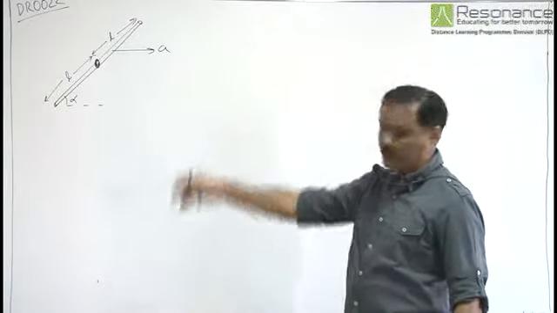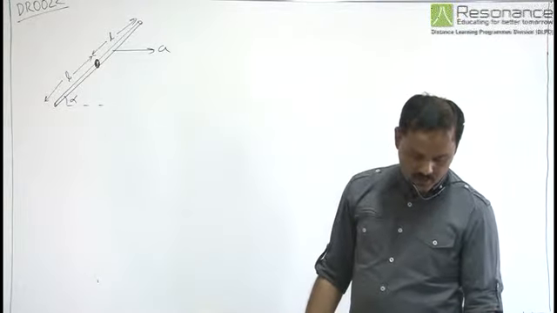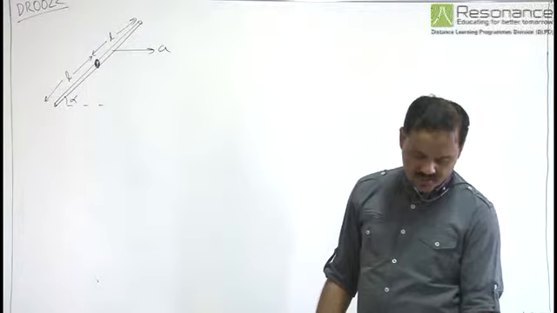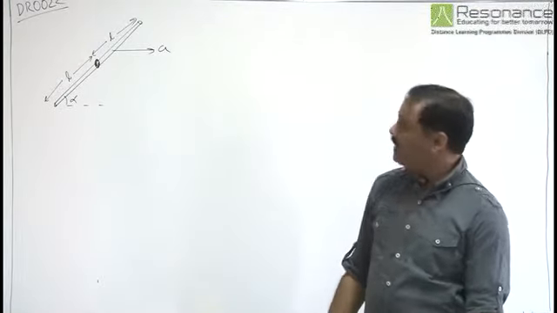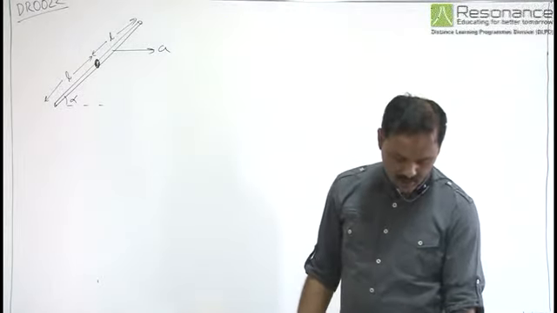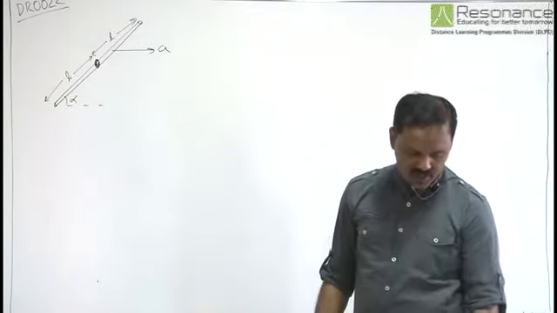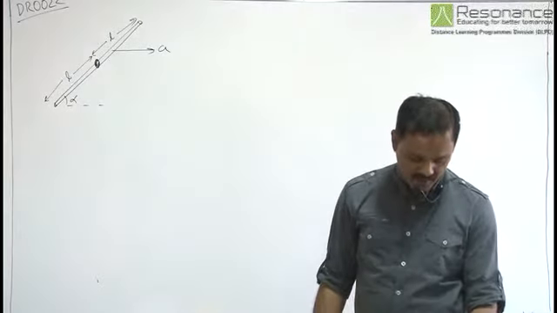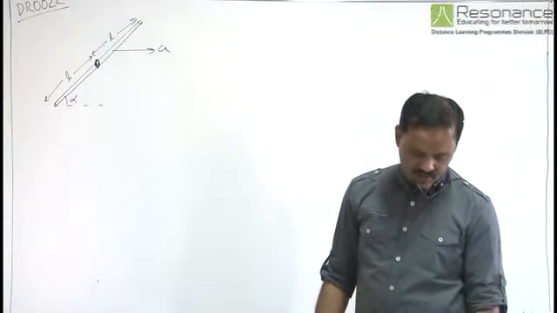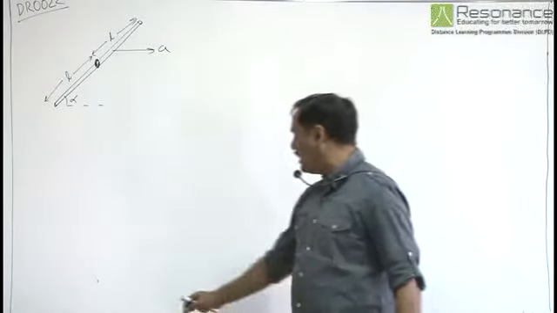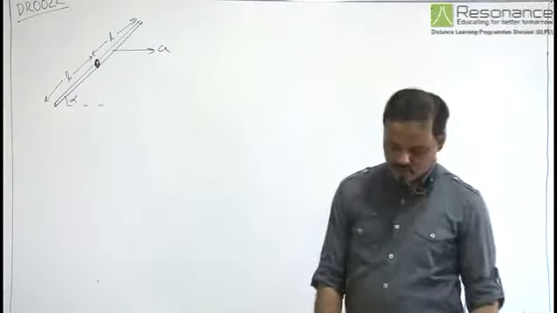Now, the rod moves translationally in a horizontal plane with an initial acceleration A in a direction forming an angle alpha with the rod. Now we need to find the acceleration of the bead relative to the rod, and we also need to find the reaction force exerted by the rod on the bead and the time when the bead will leave the rod. So these things we need to find.